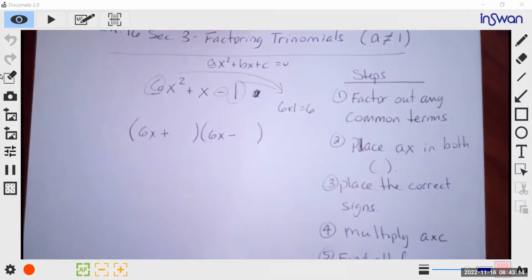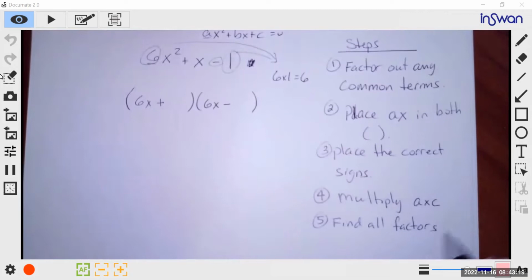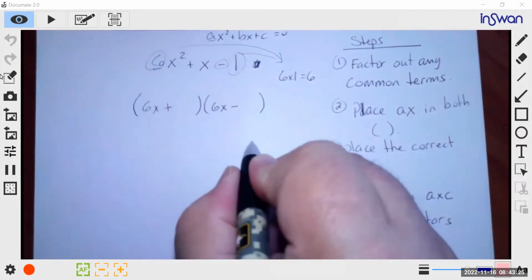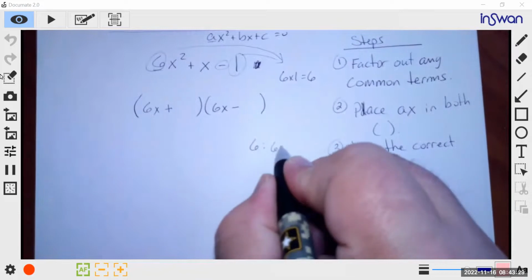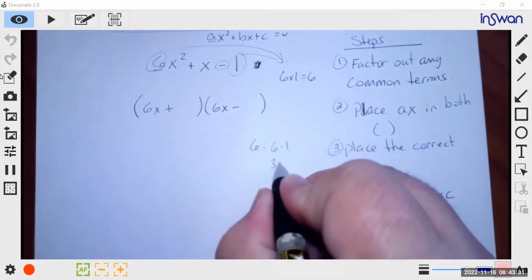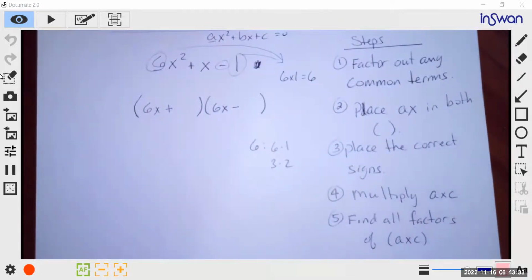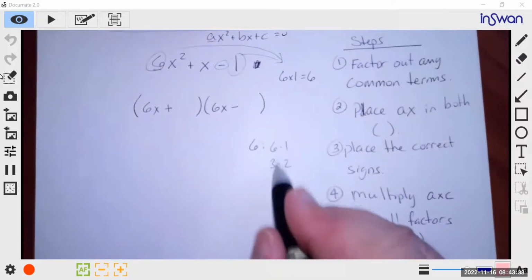Find all factors of A times C. So what are all the factors of 6? 6 times 1, 3 times 2. Is there anything else? No. So now you know what numbers you have to deal with.